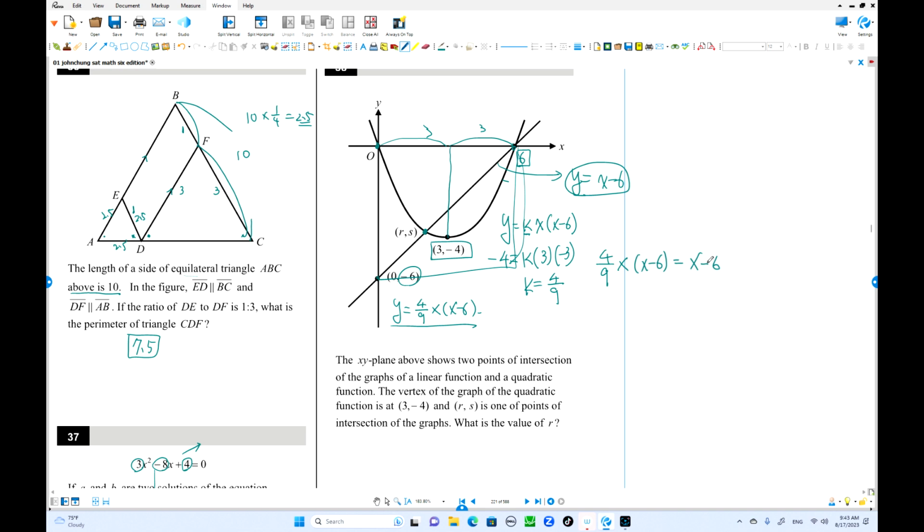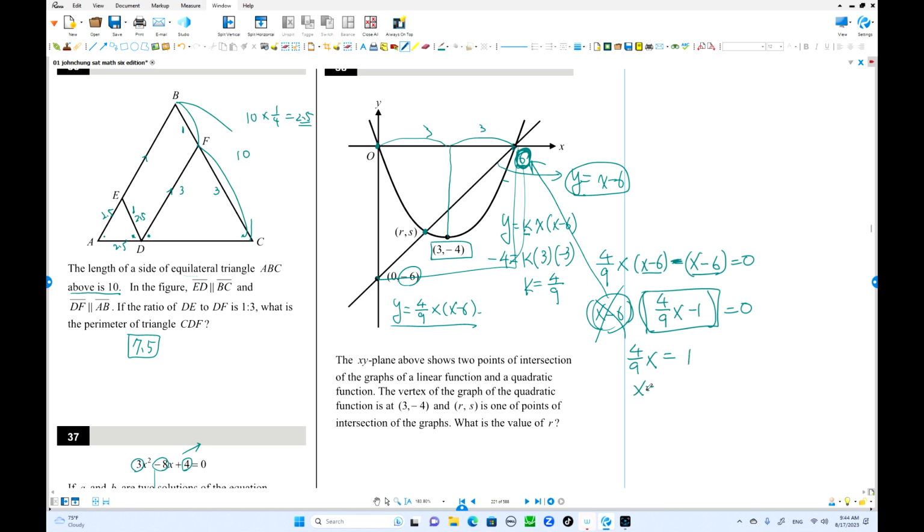Can you see that? They are equal for any value of x because they have a common factor, so there is an intersection at x equals 6. So x minus 6 is common out, and inside is 4 over 9 x minus 1. But this is not this point. This point is up here. Forget about this one, so take this factor as 0. So 4 over 9 x minus 1 equals 0.